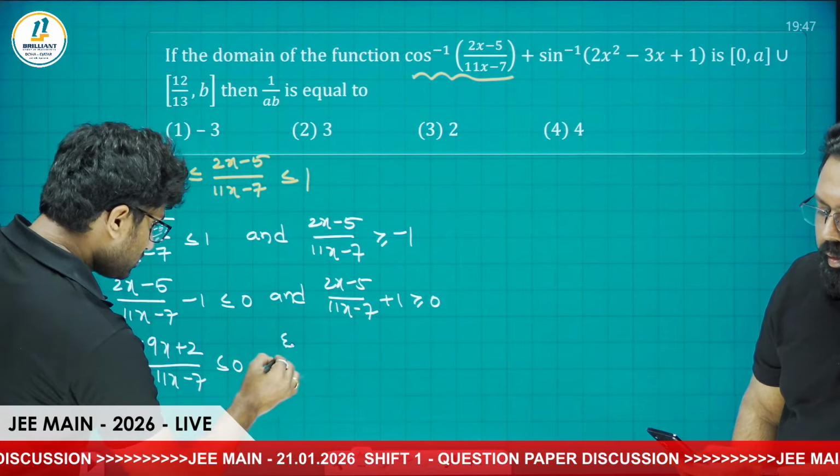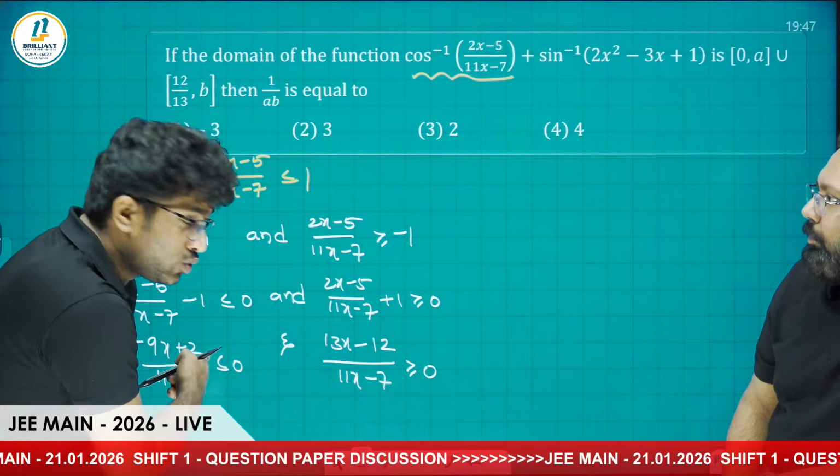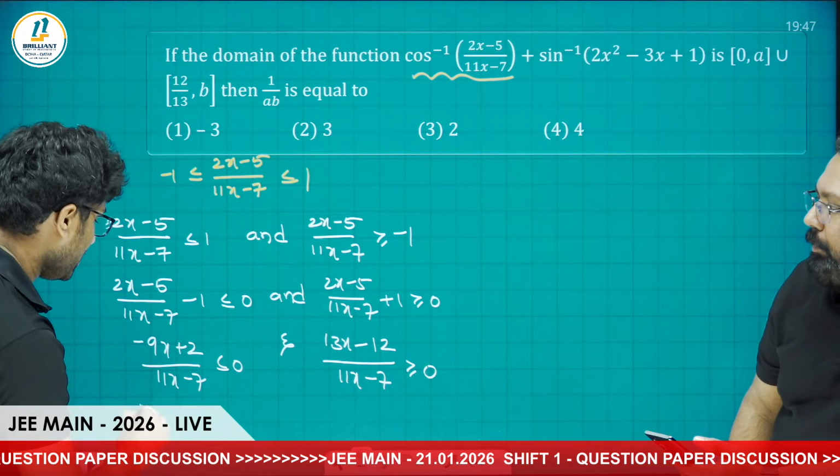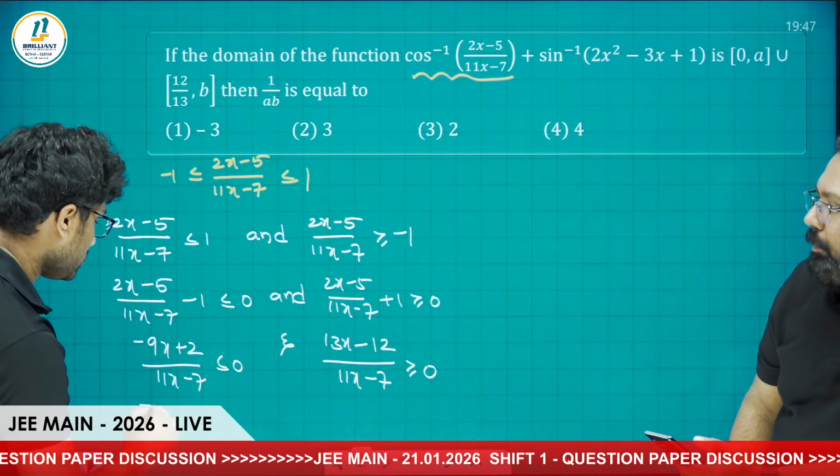2x plus 11x, that is 13x, minus 5 minus 7 will be minus 12, whole divided by 11x minus 7 greater than or equal to 0. To solve this inequality, the x coefficient is negative, so multiply both sides with a negative sign. We'll get 9x minus 2 divided by 11x minus 7 is greater than or equal to 0.